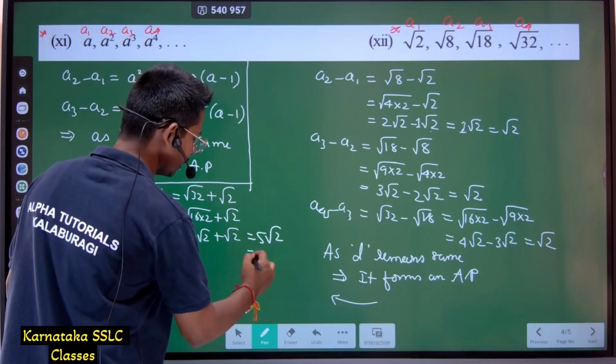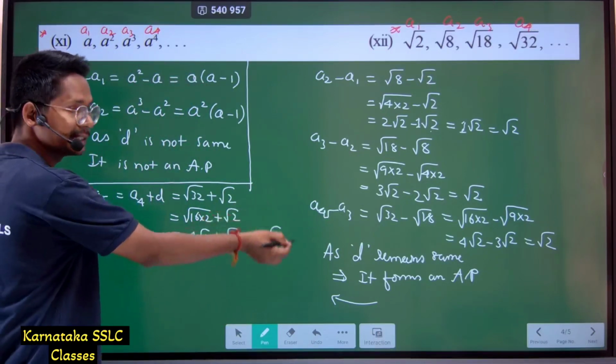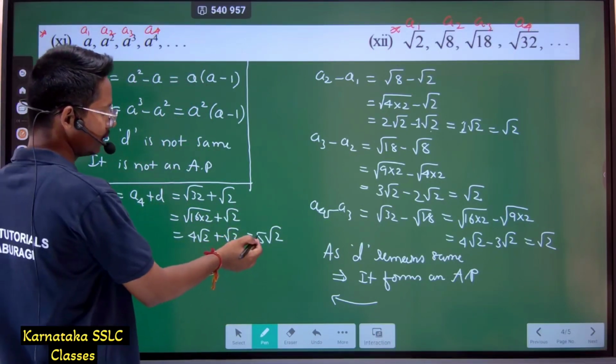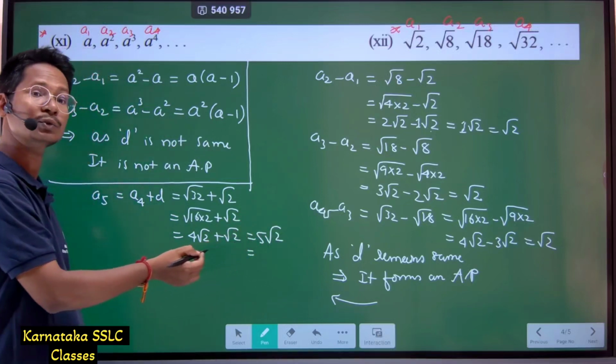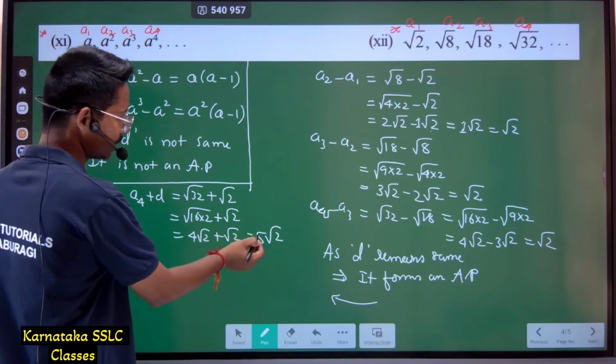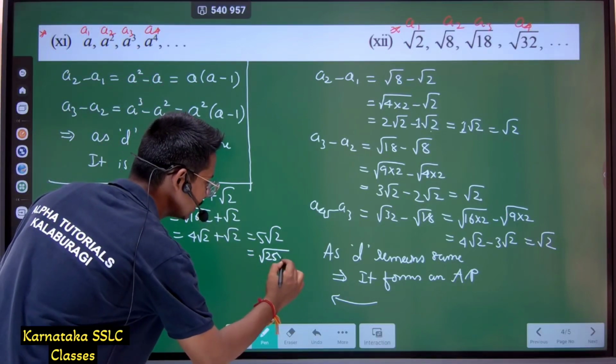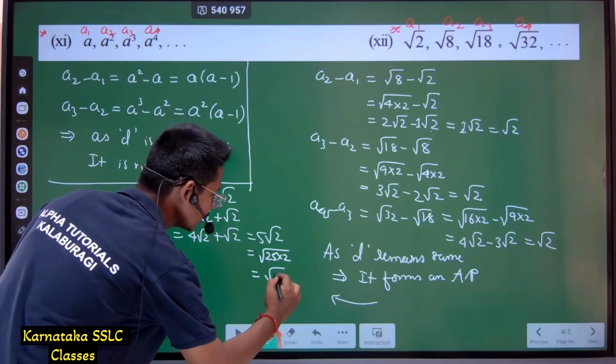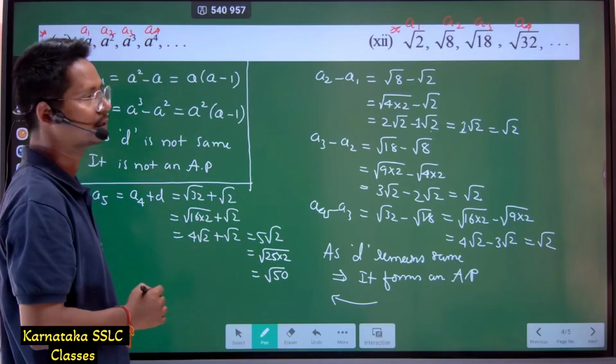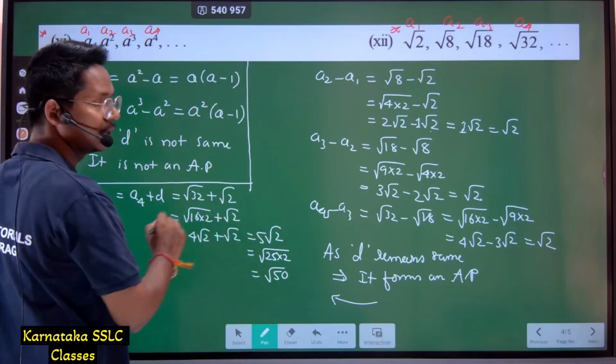5 root 2. Further, you can take 5 inside of the root. When you take a number inside of the root, you have to first square that term. So 5 squared will be 25. So inside the root you can write 25 into 2. So finally you are going to get root 50. The fifth term is going to be root 50.